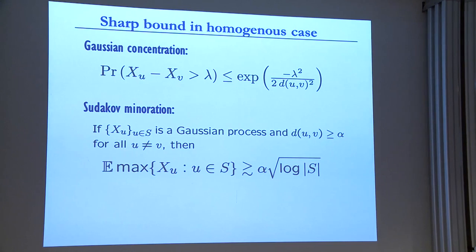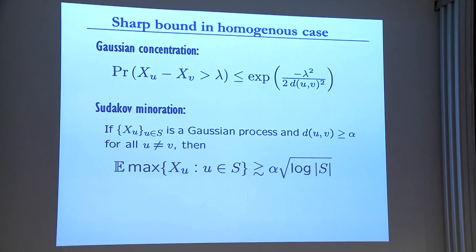In retrospect, there are many analogies between Gaussian processes and random walks that were not really realized before. For instance, there is a classical inequality in Gaussian processes called Sudakov minoration that says if you have a Gaussian process and some separated points, then you can lower bound the maximum. And it turns out this is very close to the Matthews lower bound.